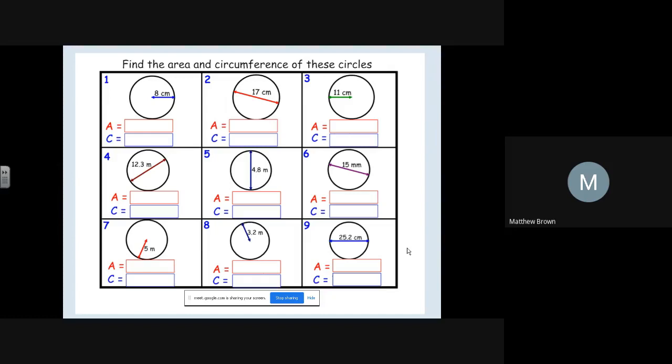Okay, so for the first three, it's what you should have got. Made a little mistake here. I should say centimeters, not centimeters squared for the circumference of the second one. But that's what you should have got.